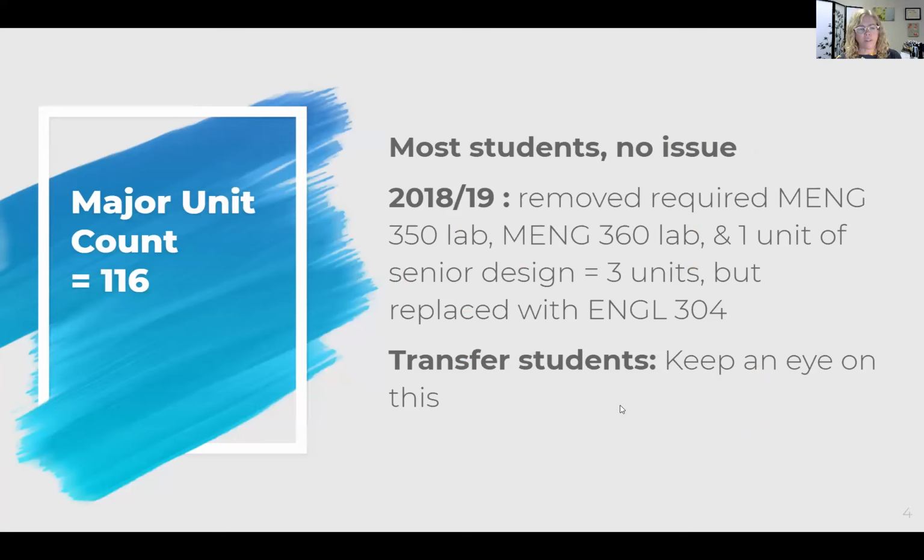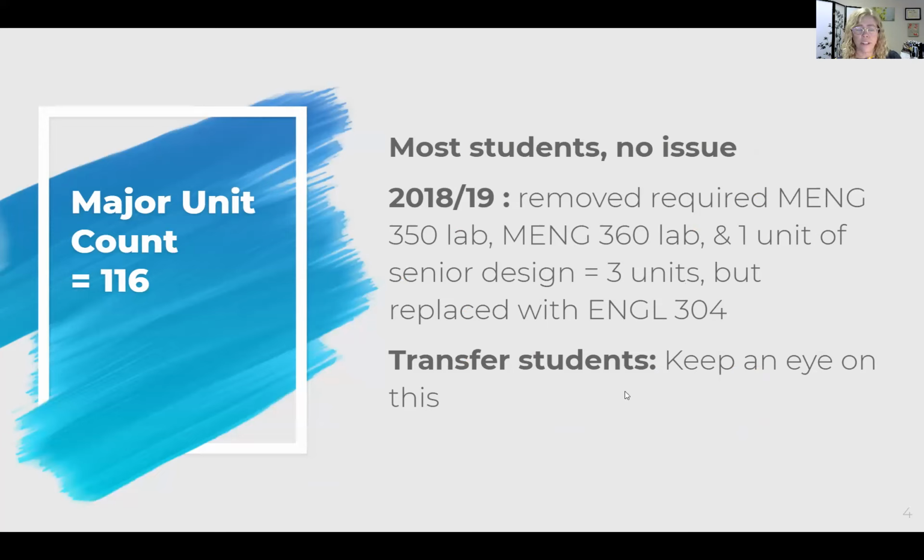The major unit count for the major is 116. If you look in DegreeWorks, you'll see that number. For most students, it's not an issue. If you're on the 2018-19 catalog or before, that's something you'll want to keep an eye on. Am I going to meet all of my units?